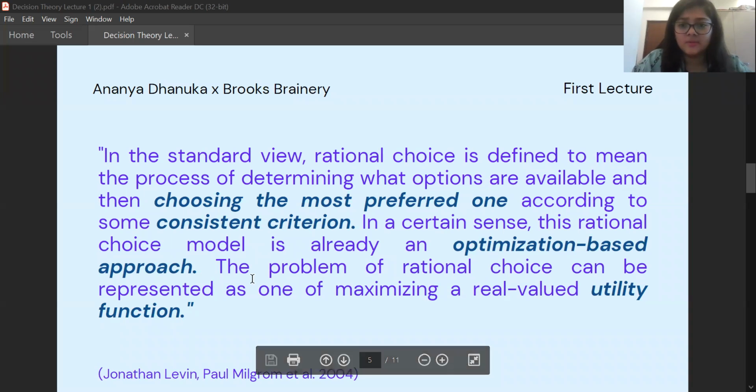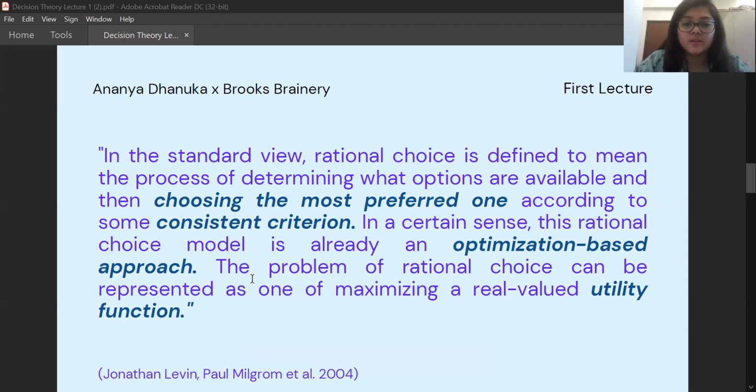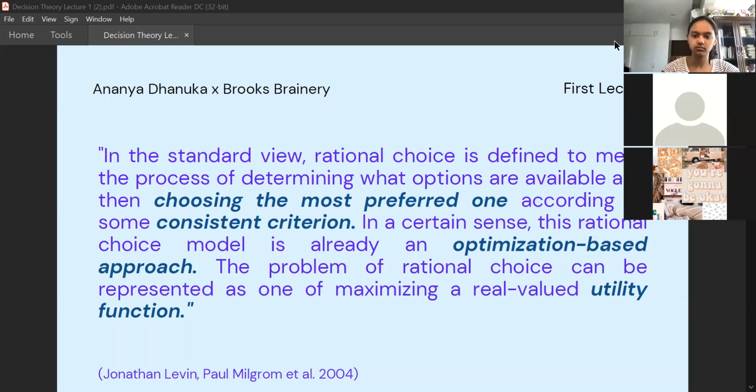In the standard view, rational choice is defined to mean the process of determining what options are available and then choosing the most preferred one according to some consistent criteria. In a certain sense, this rational choice model is already an optimization based approach. The problem of rational choice can be represented as one of maximizing a real valued utility function. Big words. And we'll be breaking this down and understanding it.